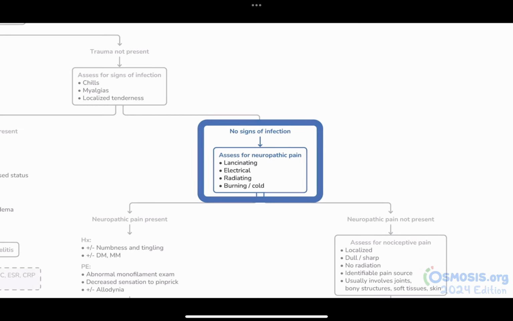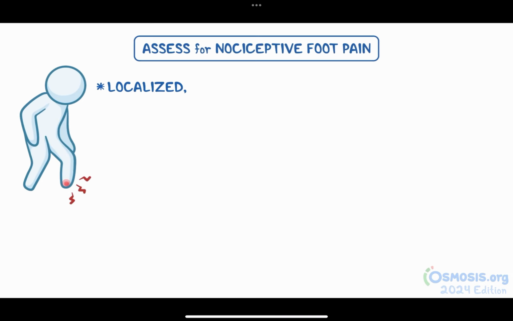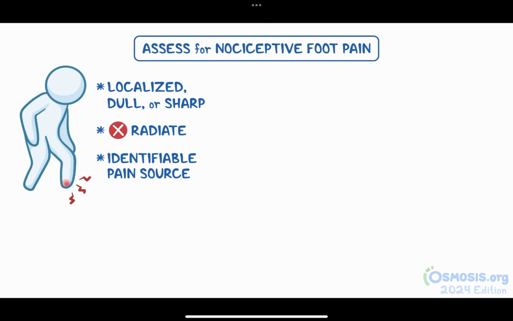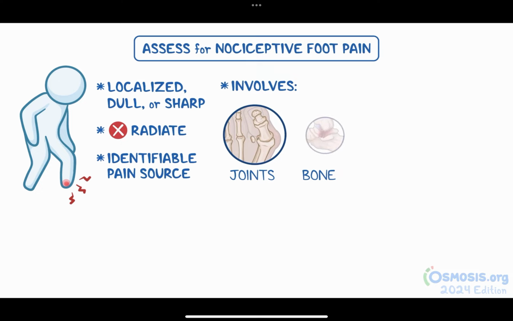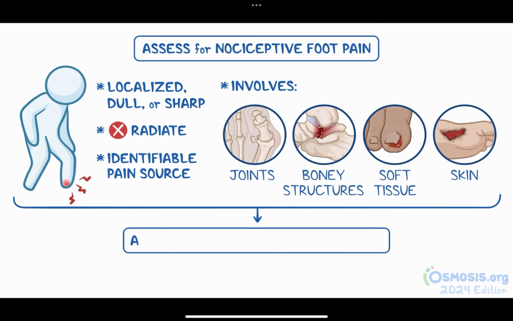Okay. If neuropathic foot pain is not present, assess for nociceptive foot pain. This type of foot pain is localized, dull, or sharp. It does not radiate, has an identifiable pain source, and usually involves joints, bony structures, soft tissues, or skin. If this is the case, assess the primary tissue involvement to determine the source of the pain.